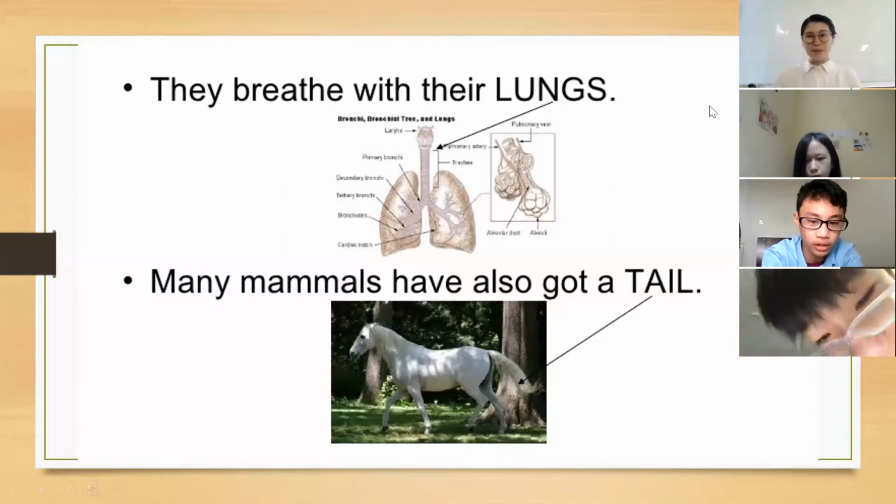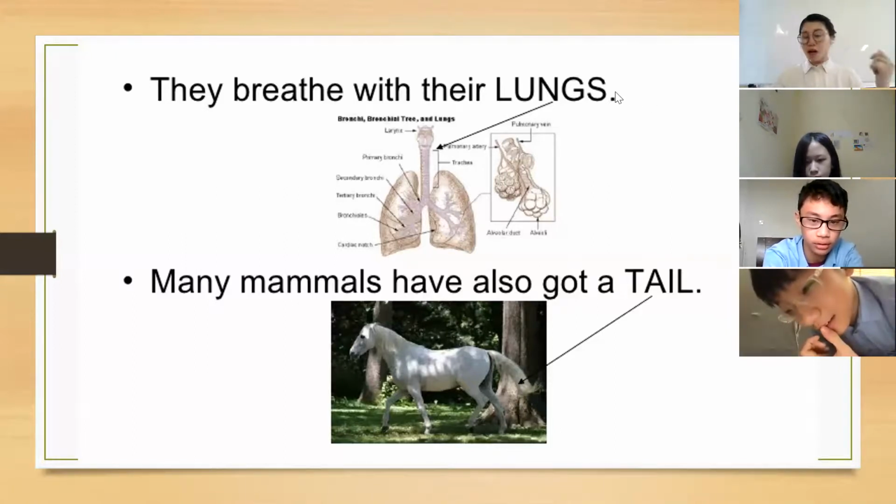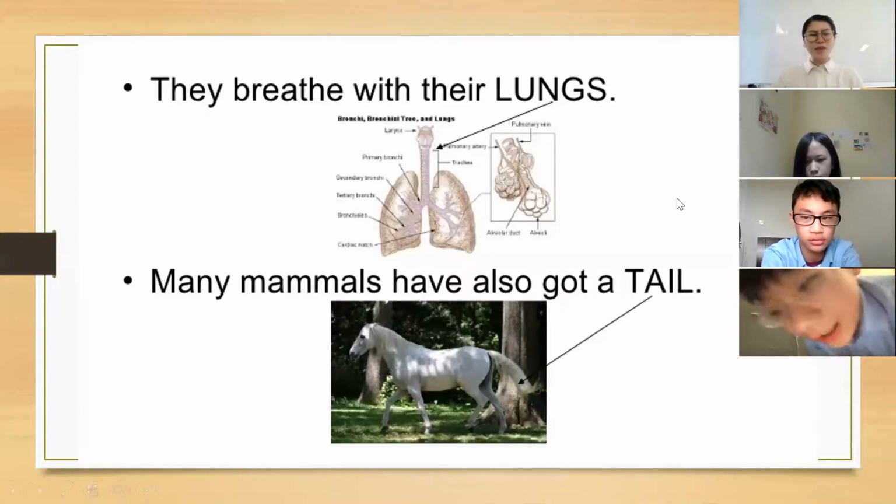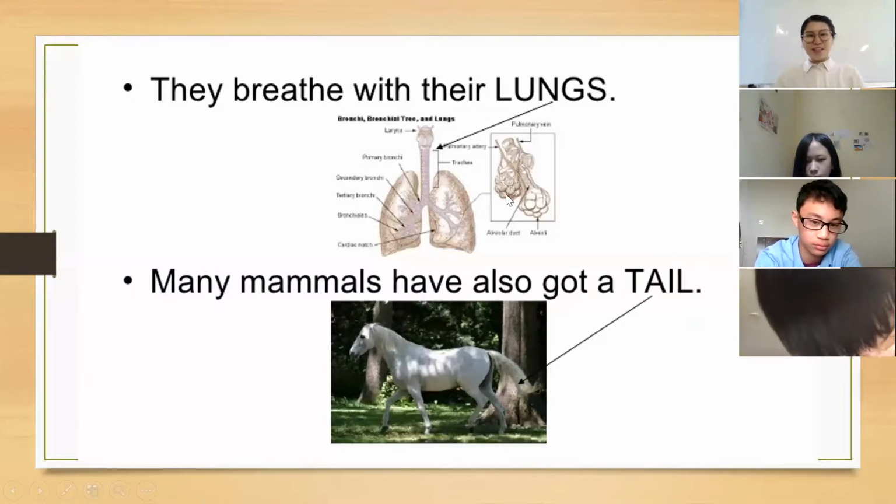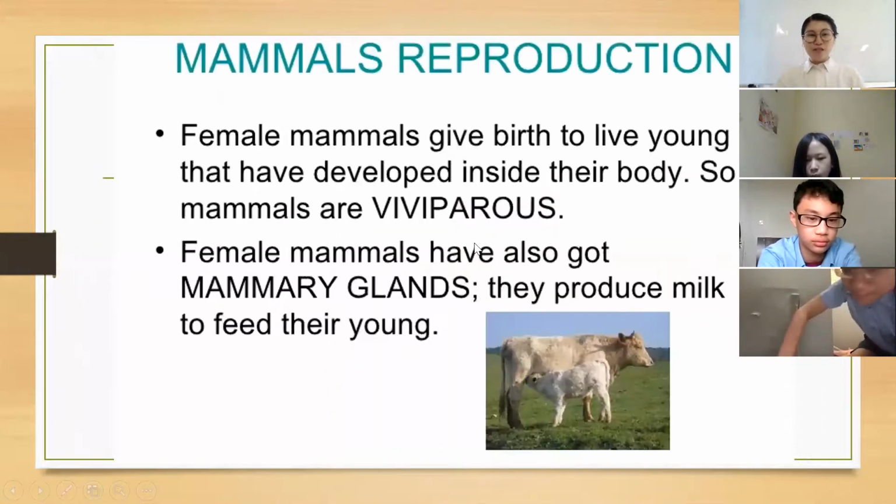Pony. Camel. Pony. Very good. A camel, a horse, a pony. What else? Horse. Very good. What else? Donkey. Very good. Exactly. Okay, so those are the examples of mammals.